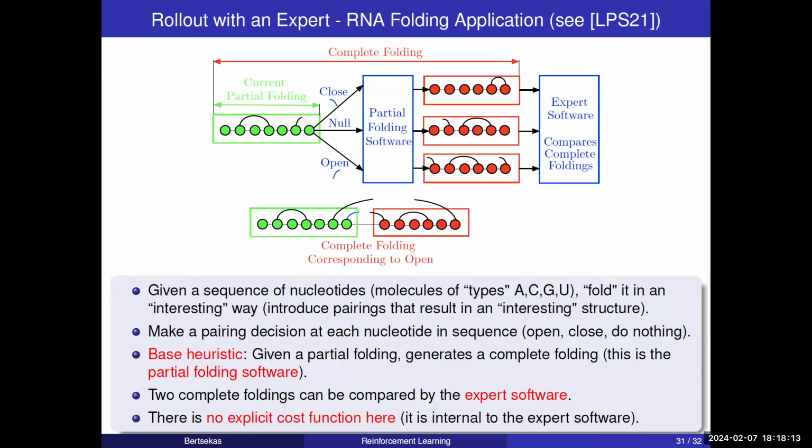And the expert software computes not only the base heuristic, but also the costs of a particular trajectory. I would think that this kind of thing would also be useful in the context of large language models, where it can be difficult to evaluate how good a string is relative to another string, depending on the context. So maybe that could be another potential application for rollout with an expert.